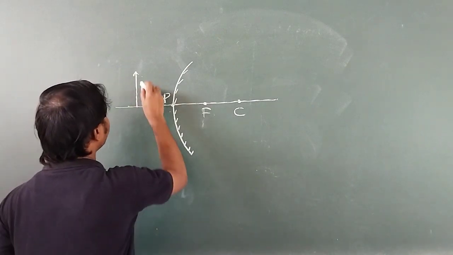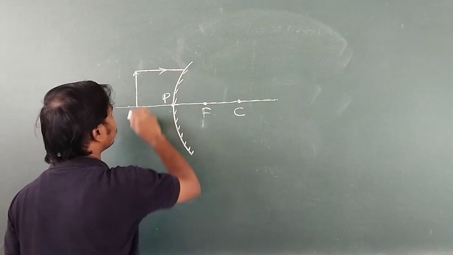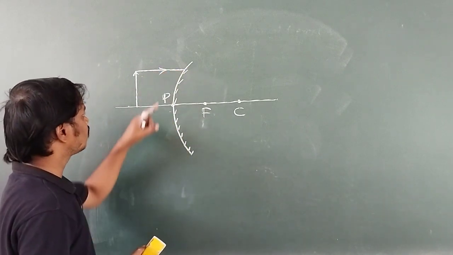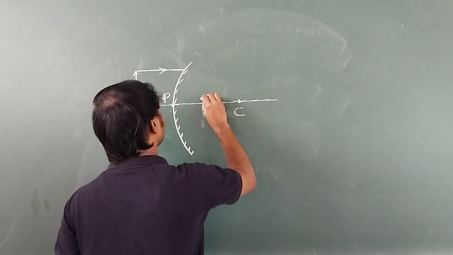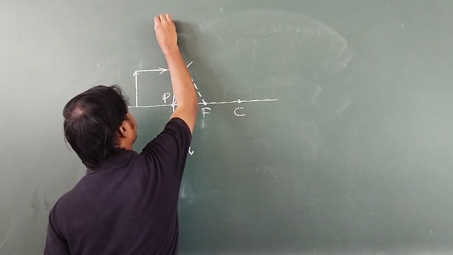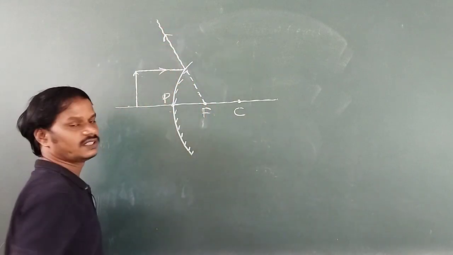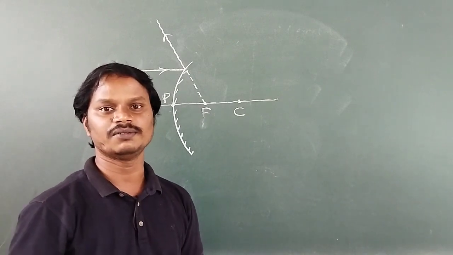The first ray is parallel to the principal axis. After reflection, the ray diverges, and this diverged ray appears to have come from the focus. This is the divergent ray because in the case of a convex mirror, after reflection the light diverges.